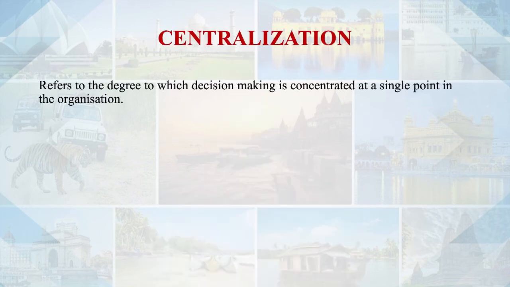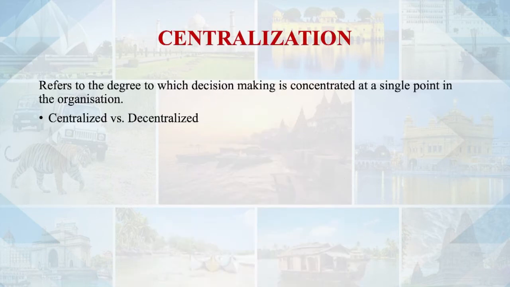The third issue that we raised was the issue of centralization. Now, what is centralization? Centralization basically refers to the degree to which decision making is concentrated at a single point in the organization. This includes the concept of formal authority, that is, the rights which are inherent in one's position. There are two possibilities which organizations can think of: a centralized organization or what we call a decentralized organization.